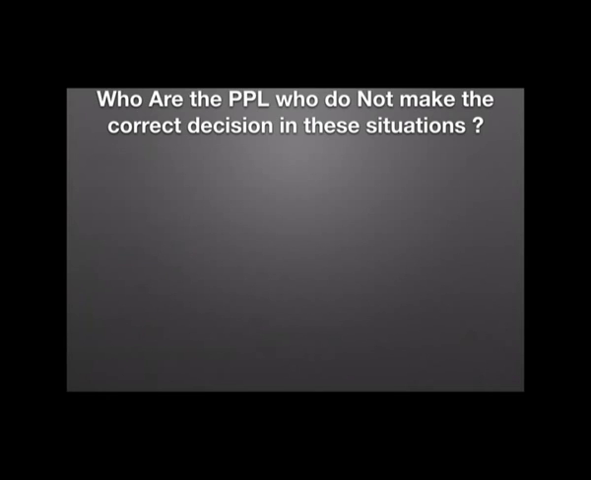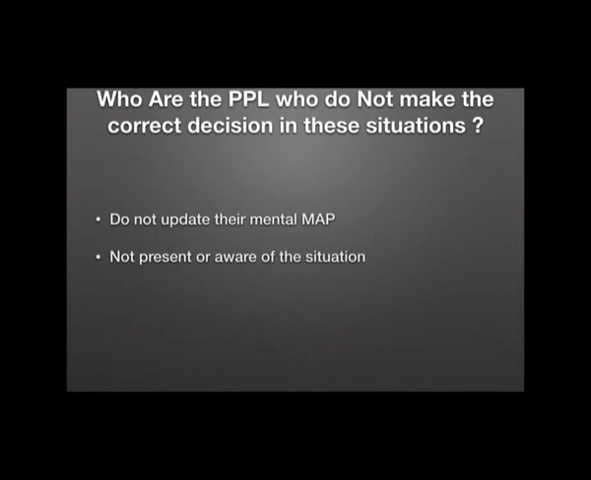So who are the people who do not make the correct decision in these situations? You'll be surprised. Those people who do not update their mental map, those people who do not have other options in their mental map of dealing with a situation. And not only those people, they are not present or aware of a situation. If you've never been in an anaphylaxis, you're not aware of it. Or if you haven't been told about anaphylaxis, you're not aware of it. And if you've never been in it, you don't know how it looks.